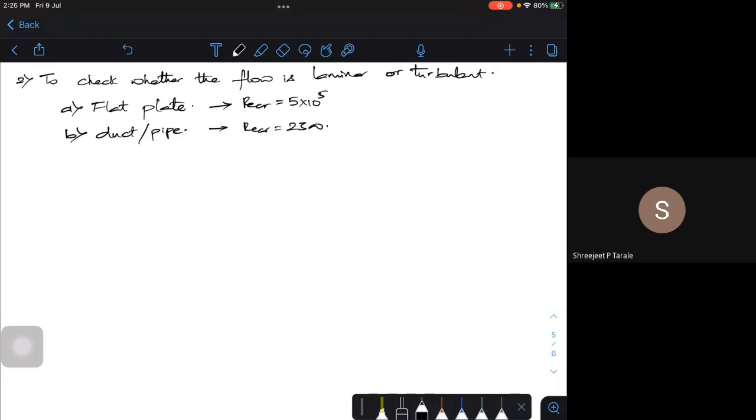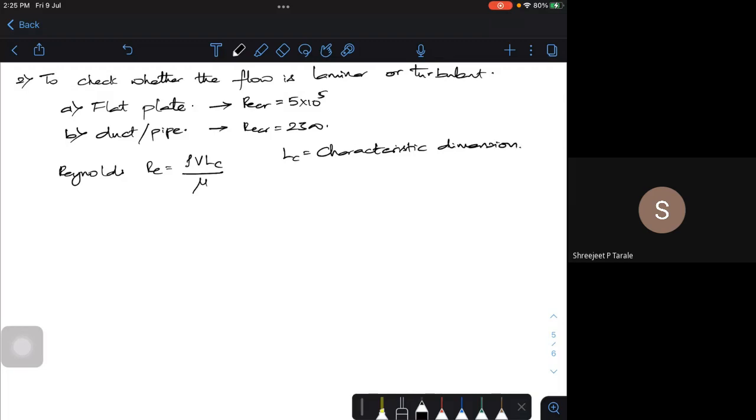Now the formula to find the Reynolds number: Re is equal to rho V, instead of L, I will call it LC, rho V D by mu, or rho V LC by mu. So LC is the characteristic dimension.